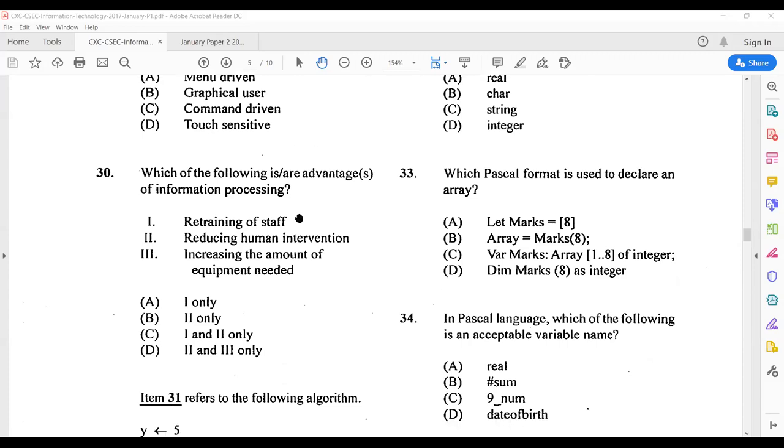All right, let's move on to 30. Which of the following is or are advanced?